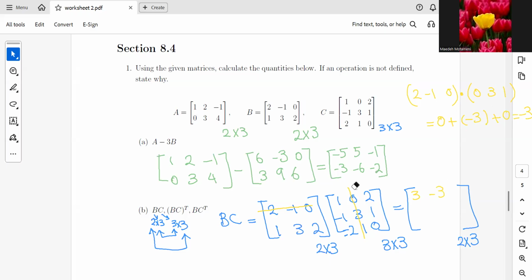Next one, when you multiply the first row of the first matrix by the third column of the second matrix, that would be 2, 1, 0. 2 times 2 is 4, plus -1, plus 0. So 4, -1, and 0. Okay, so this is 3.